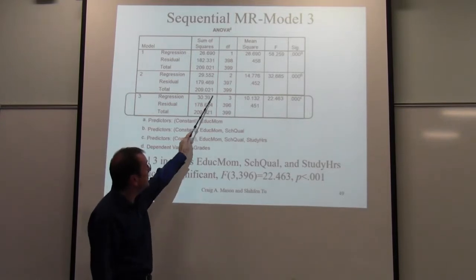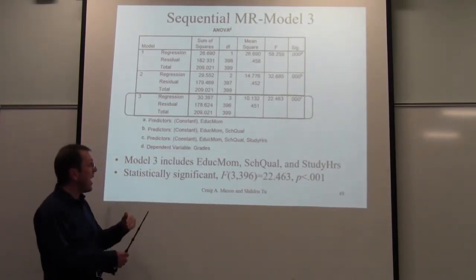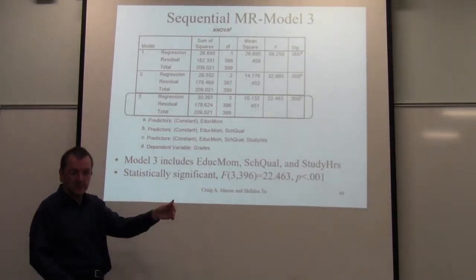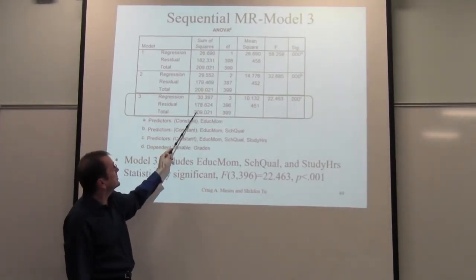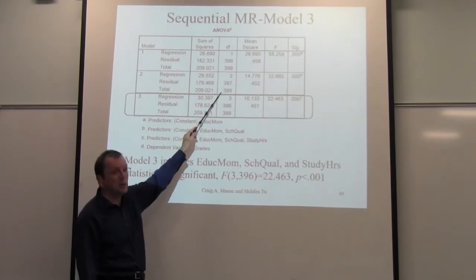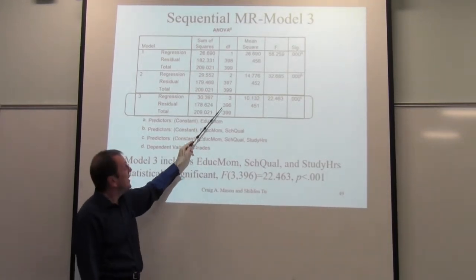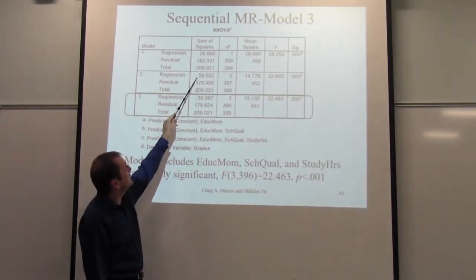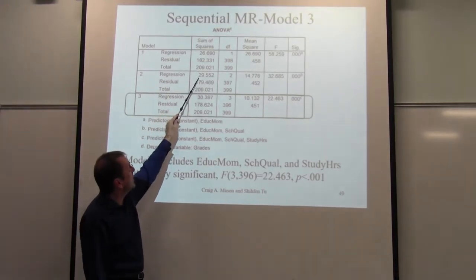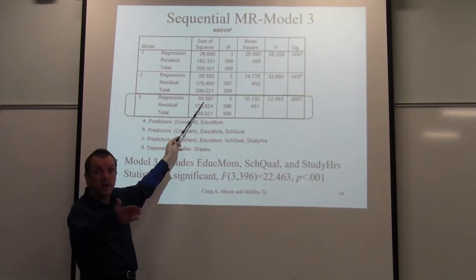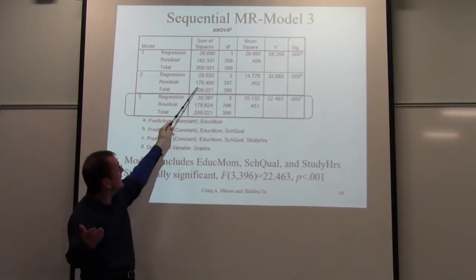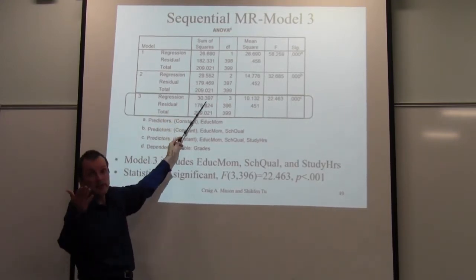Now the final model, step 3, now we're adding study hours. So our total sum of squares is exactly the same. Total degrees of freedom is exactly the same. The sum of squares regression has now gone from 29.5 to 30.397. So it's gone up because we've added another variable. It doesn't seem to be adding a whole lot, but it's adding something.